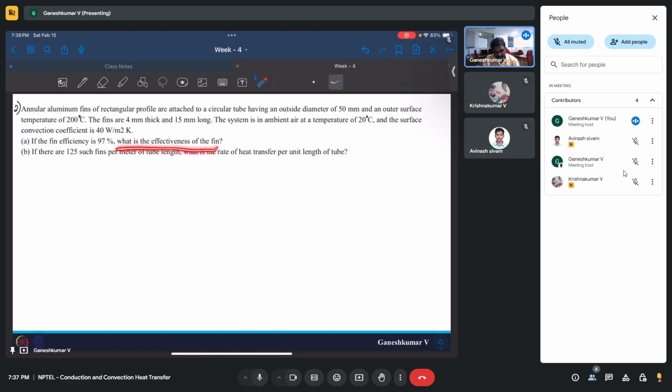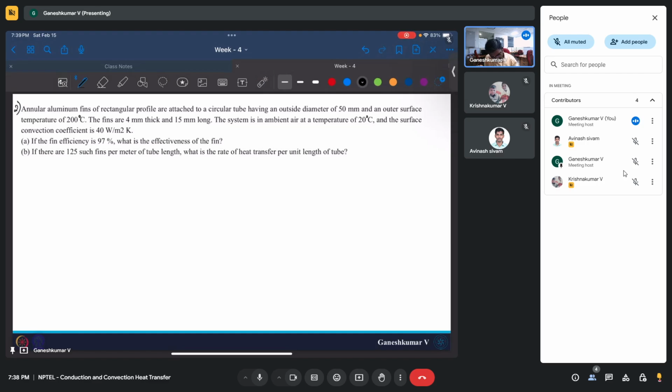What is the effectiveness of the fin? We have to find the effectiveness, and they are asking if there are 125 such fins per meter of the tube length. So the tube's diameter is 50 mm, and let's say you have 1 meter of tube, and in that 1 meter I have 125 fins like this, then what is the total rate of heat transfer per unit length of the tube is what they are asking. Okay, so first for that we need to find the heat transfer through one fin, and then we can find the heat transfer through the entire circular tube when it has 125 fins. Okay, I hope this is clear.